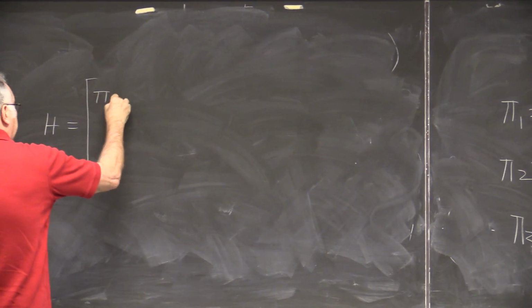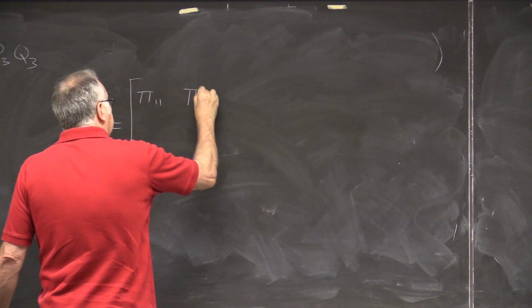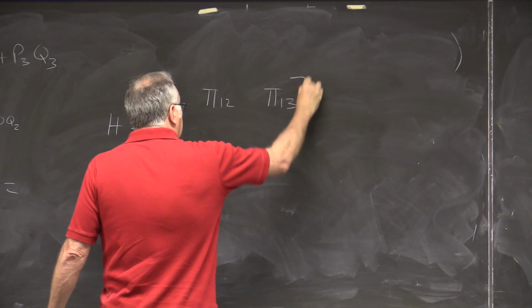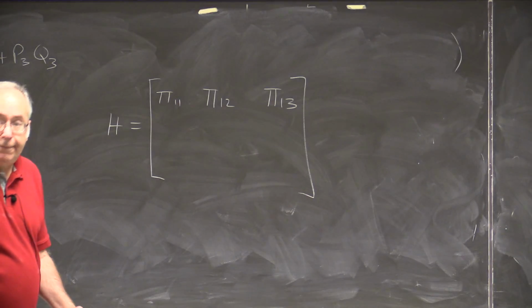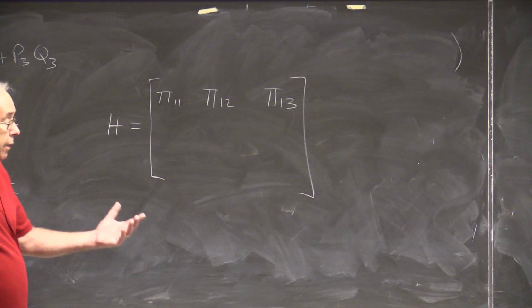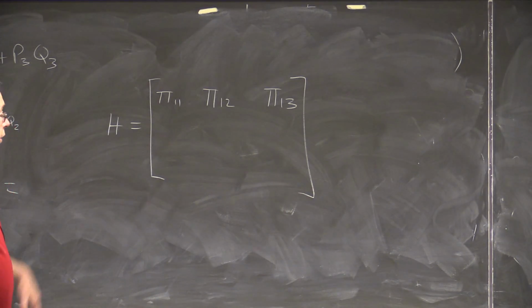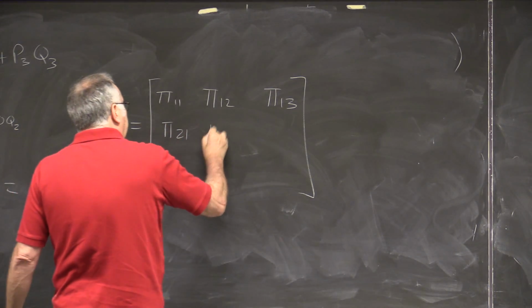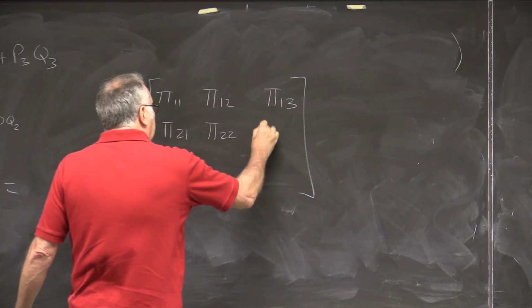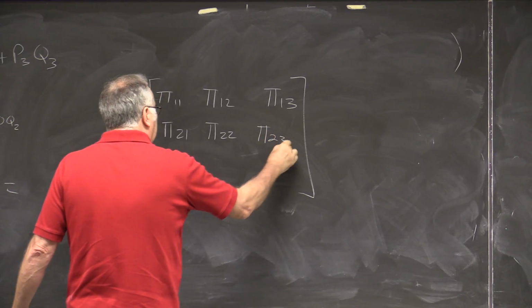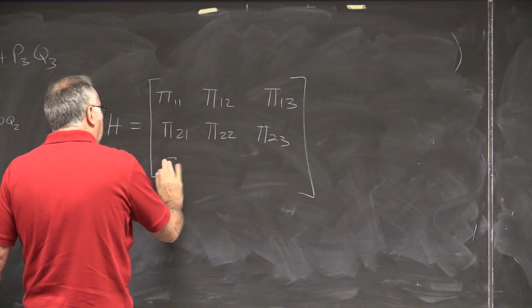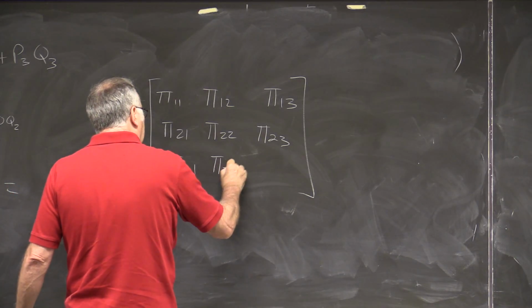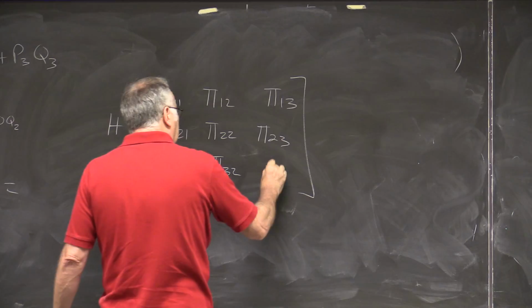Pi 1,1, pi 1,2, pi 1,3. Notice we switched from pi to f. Before it was f, but now our objective function is pi. So that's the only difference. Then you need pi 2,1, pi 2,2, pi 2,3, pi 3,1, pi 3,2, pi 3,3.